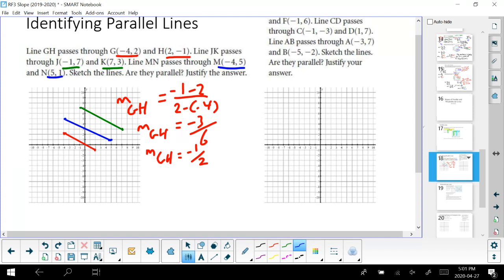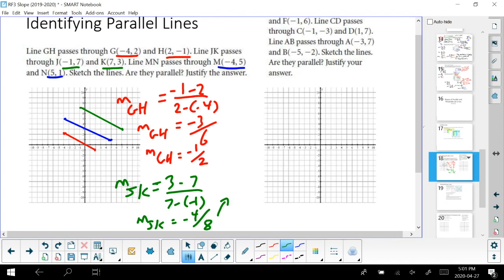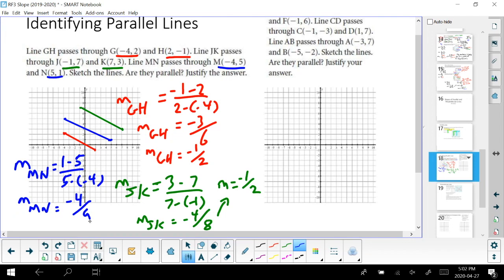The slope of J to K can be found by taking 3 minus 7 over 7 minus a negative 1. This will give me a negative 4 over a positive 8. So we get m is equal to negative 1/2 when we simplify it. Last, for slope MN, this is going to be equal to 1 minus 5 over 5 minus a negative 4. And I can simplify that to give me a negative 4 over a positive 9.